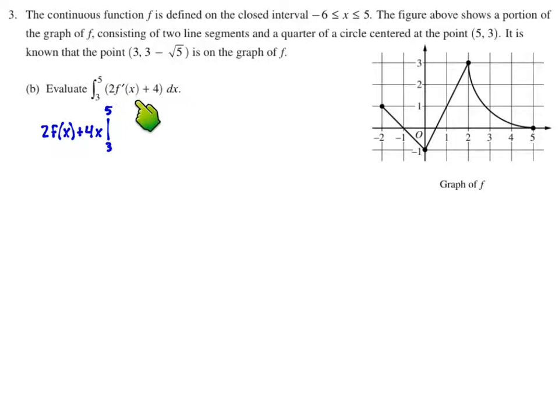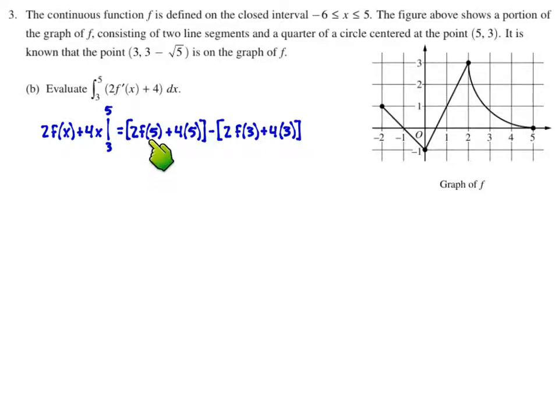The antiderivative of 2f prime is 2f of x. Take the derivative to see if it makes sense. It does. The antiderivative of 4 is 4x. And then we're going to evaluate all that from 3 to 5. So we're going to plug in 5, so we get 2 times f of 5 plus 4 times 5. And then we're going to plug in 3, so we get 2 times f of 3 plus 4 times 3. And then we'll subtract our two answers.